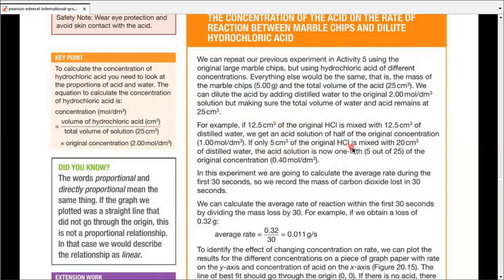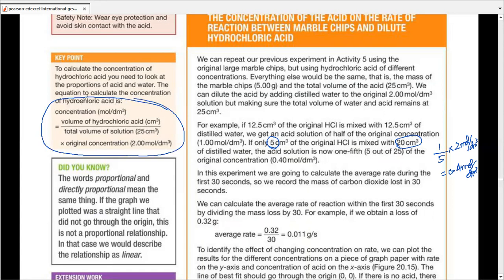If only 5 cubic centimeter of original HCl is mixed with 20 cubic centimeter of distilled water, the acid is now 1/5 of the original concentration, which is 0.4. 1/5 means that you're going to multiply this 1/5 into 2, and the answer would be 0.4. So 2 mole per decimeter cube is now converted into 0.4 mole per decimeter cube, and that's why it's written over here. Why? Because we took 1/5 of the volume of original acid and mixed with 4/5 volumes of water. Make sense? Yes. To better understand it, they have also written the formula of concentration, which we have used in Unit 1 in moles chapter.